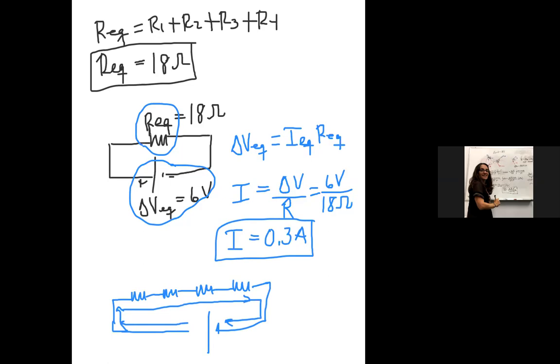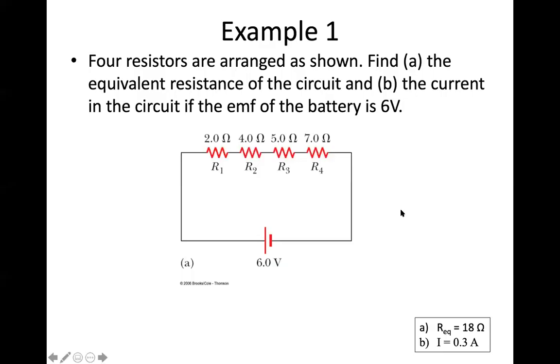Okay. All right, let me go back to sharing. So we found the equivalent resistance, 18 ohms, and we found the current in the circuit. There's just one current, and it was 0.3 amps.